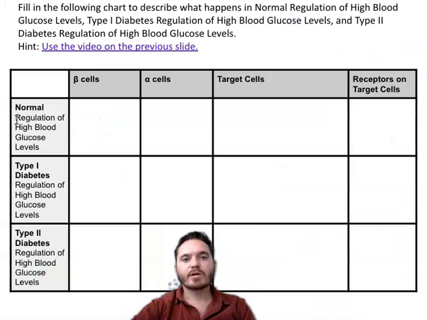I would encourage you to look at this chart and fill it out for normal regulation of high blood glucose levels and explain, what do the beta cells do with glucoregulation? What do the alpha cells do with glucoregulation? What are the target cells involved here that the hormones are going to be acting on? And what's going on with the receptors on those target cells, and then what happens as a result?